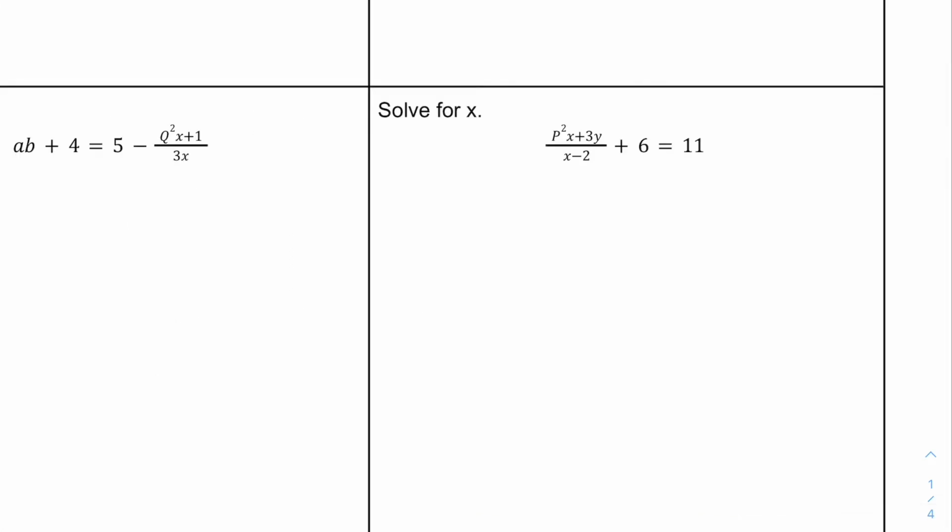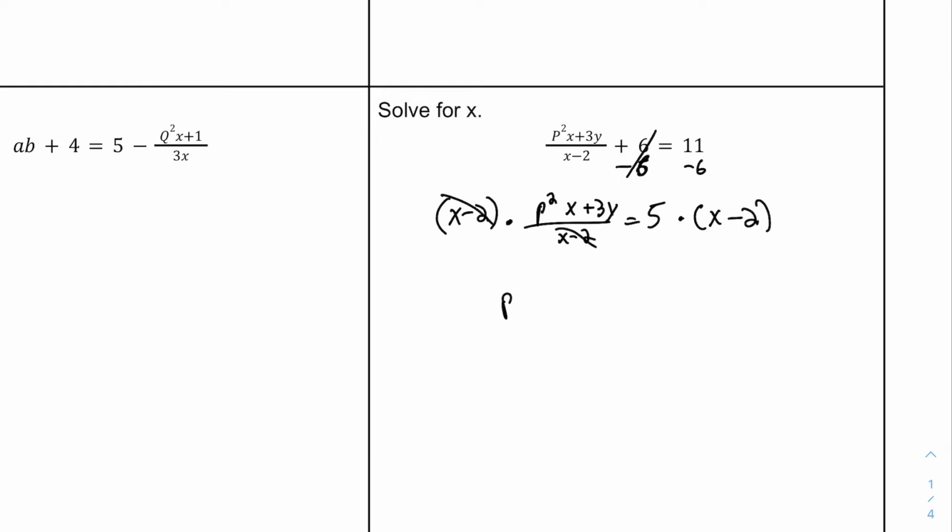In this next problem, we have p squared x plus 3y over x minus 2 plus 6 is 11. So first things first, I'm going to combine these constant terms. We're going to subtract 6 from both sides. And we will get p squared x plus 3y over x minus 2 equals 5. Now I want to multiply both sides by x minus 2 to get x out of the denominator. And we get p squared x plus 3y equals 5x minus 10.